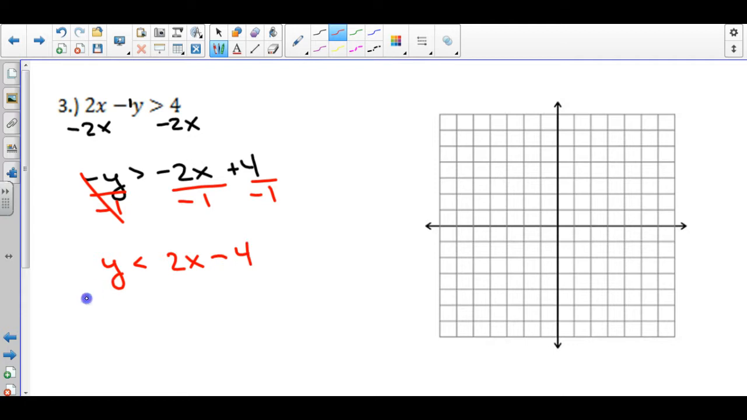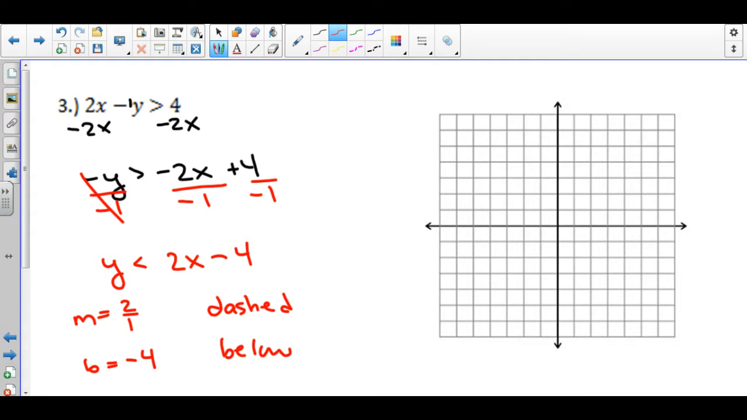So I'll do the same thing again, identify that your slope in fraction form is 2 over 1. My y-intercept, where it crosses the y-axis, is negative 4. Since it's just a less than, because it's not less than or equal to, this is going to be a dashed line. And then again, since it's in slope-intercept form and your y is written first, it's isolated, and I have a less than sign, we are going to be shading below.